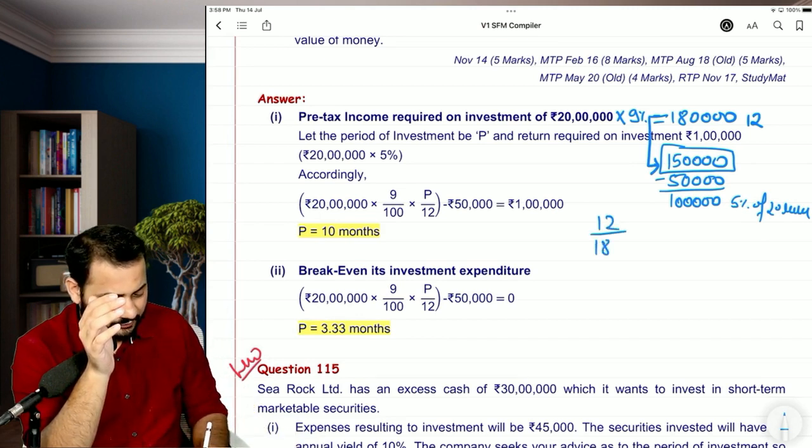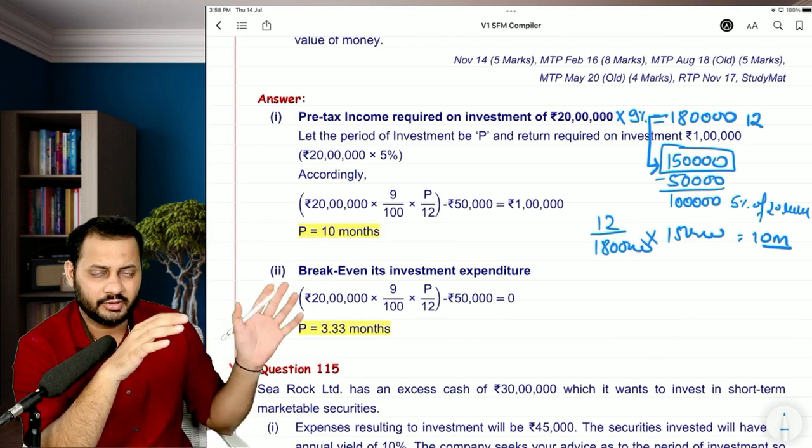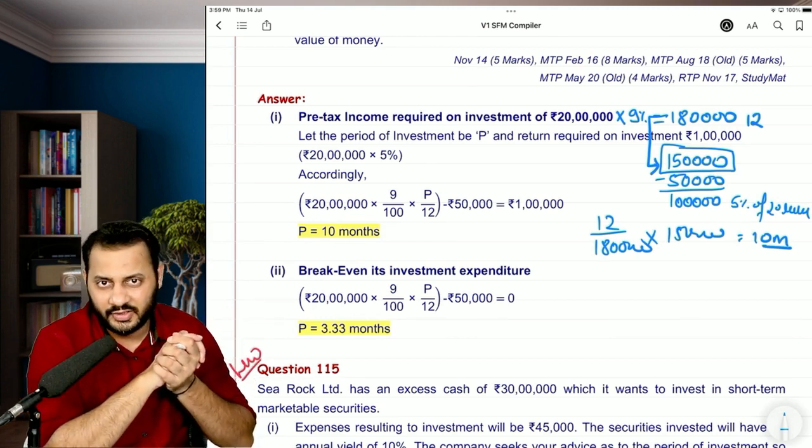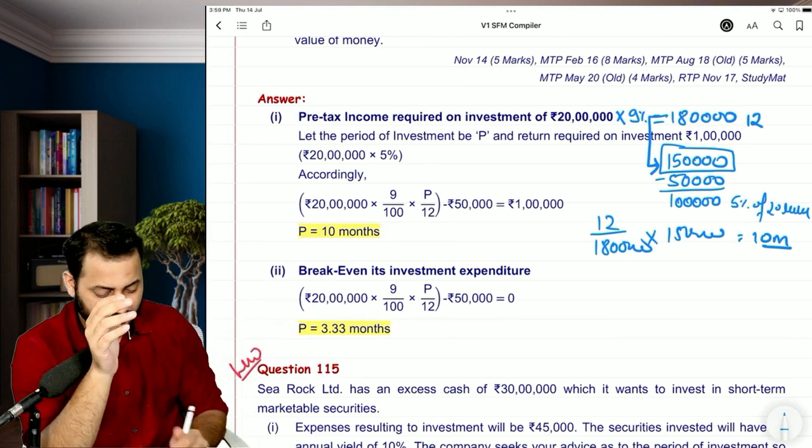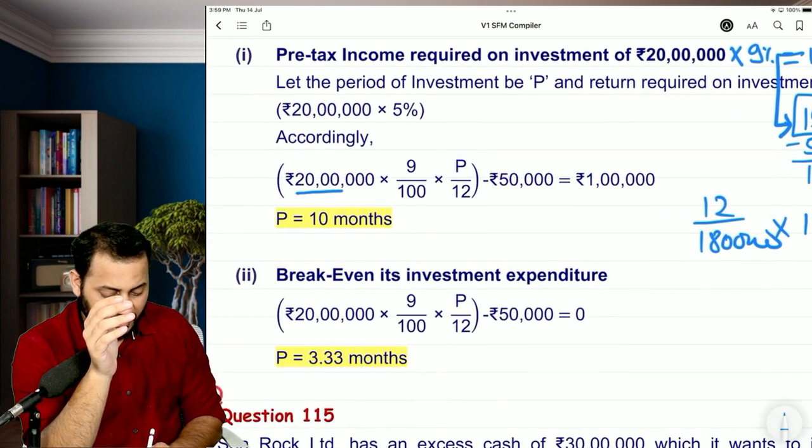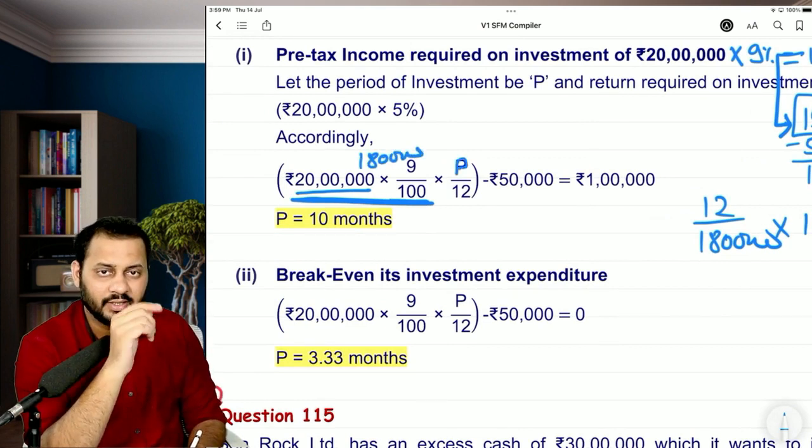12 months for 1,80,000. So how much for 1,50,000? The answer will be 10 months. But that is a different way of calculation. But understand, this is going to be your formula. 20 lakhs into 9%, this entire thing will give you 1,80,000. And you want a period of investment P by 12.